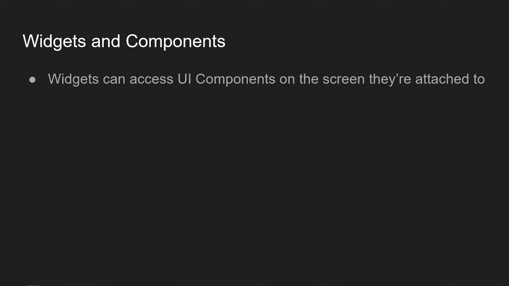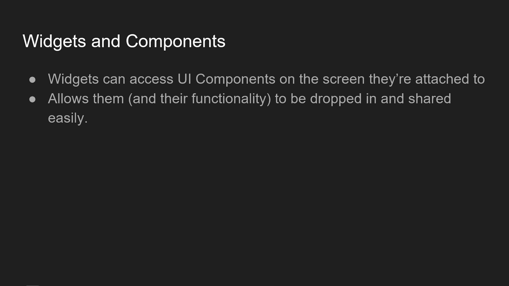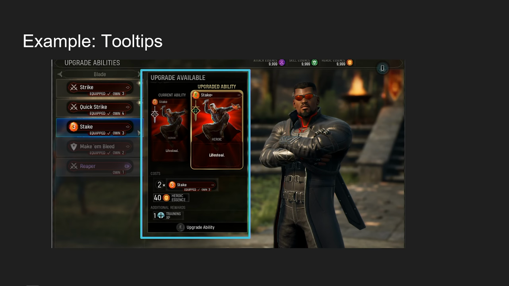Now, we were talking about how widgets also have access to the UI components they're attached to, right? So how can we use this? As an example, this is a tooltip that we use in a lot of our screens. We're talking about scale, right? So this has to appear in a lot of different screens.